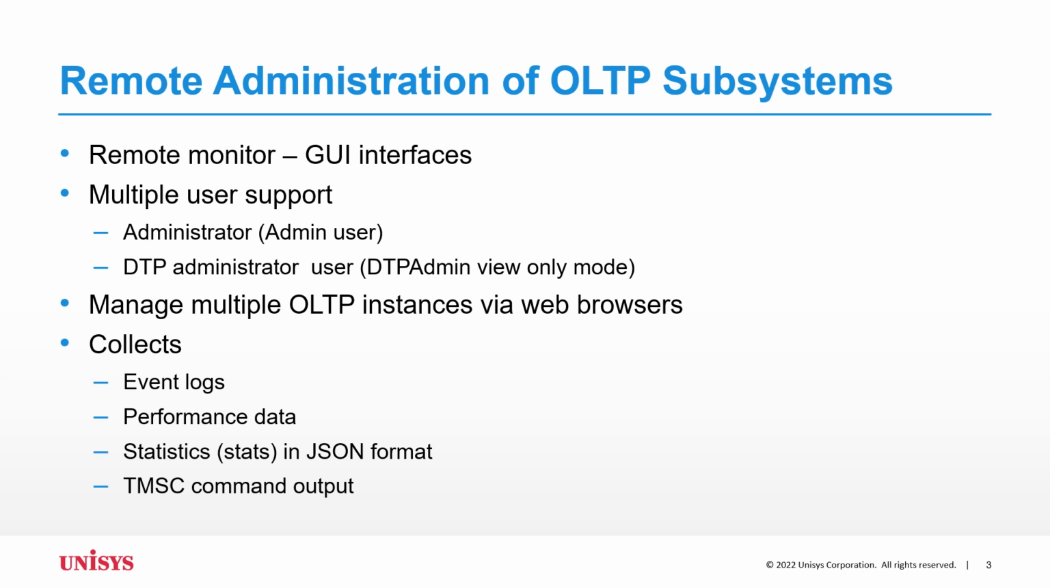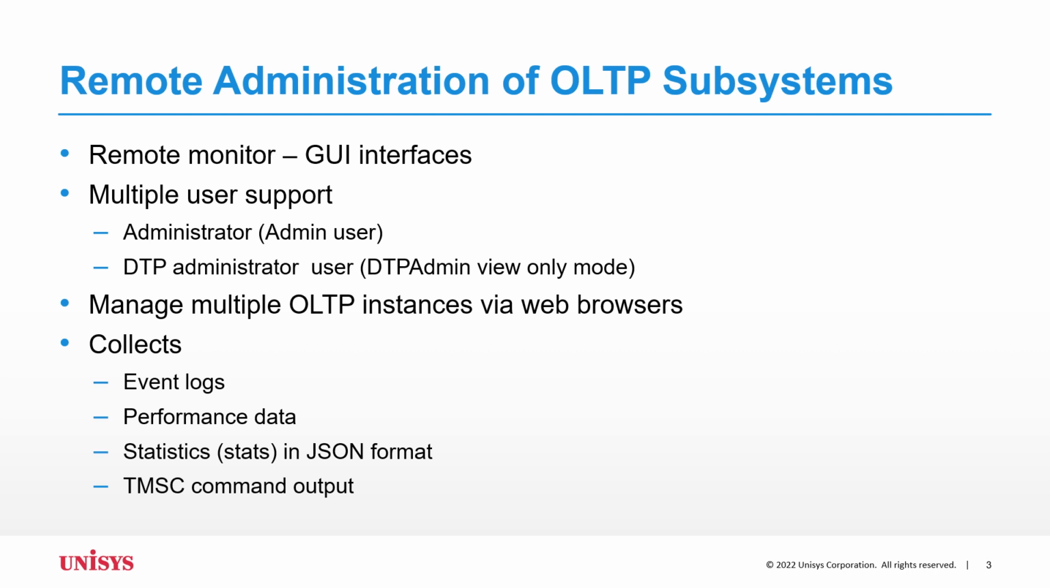The DTP administrator uses a view-only mode. Many DTP admin users can view statistics and user or system logs at the same time. Using Web Admin GUI, you can manage multiple OLTP instances of different OS 2200 systems. Web Admin GUI provides an interface to view or collect event logs, user logs, performance statistics, and output of statistics and logs in JSON format. As an administrator user, you can execute TMSC commands and view the resultant messages.